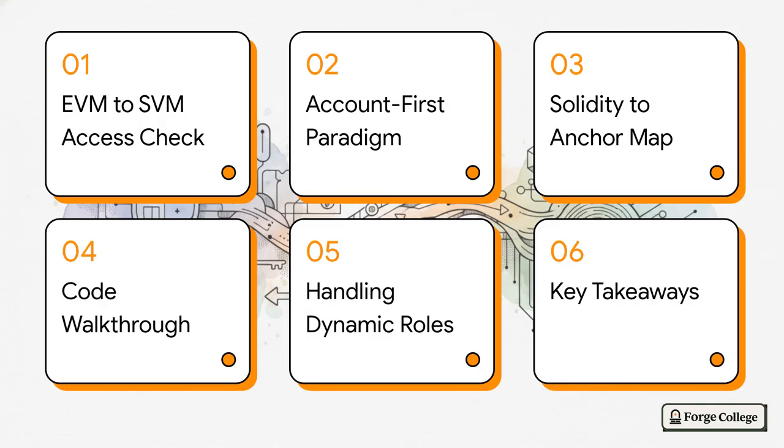We'll be covering EVM to SVM access checks, the account-first paradigm, Solidity versus Anchor mapping, a side-by-side code walkthrough, handling dynamic roles, and finally, key takeaways and next steps.